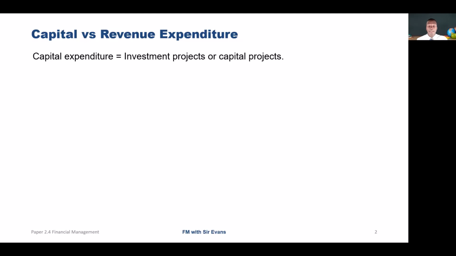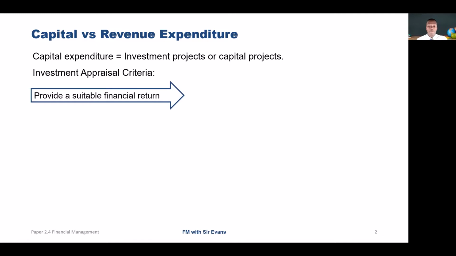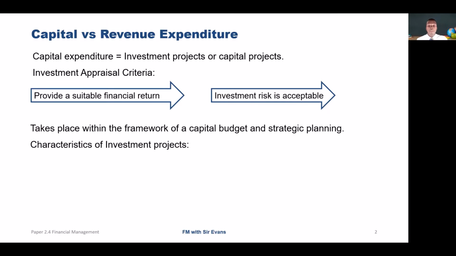Now, investment appraisal is the evaluation of proposed investment projects involving capital expenditure, and it meets two criteria. The first one is to provide a suitable financial return, and the second is that investment risk is acceptable. Now, many companies have a capital budget, and capital expenditure is undertaken within the agreed budget framework and capital spending limits. These budgets should be reviewed and updated regularly, typically each year. So investment appraisal takes place within the framework of a capital budget and strategic planning.